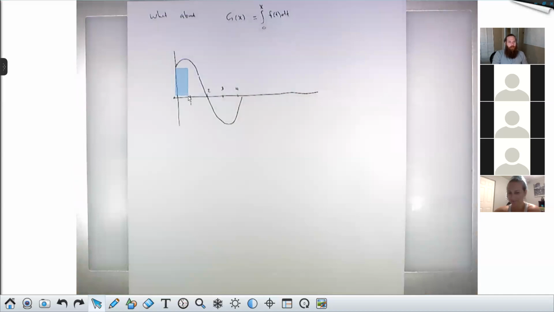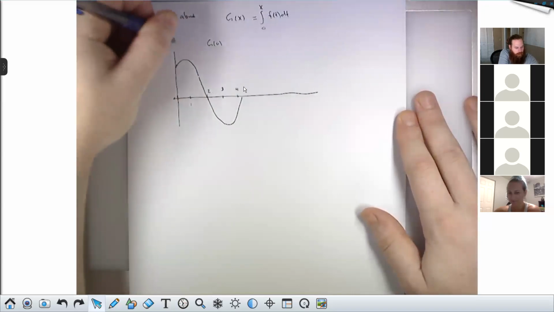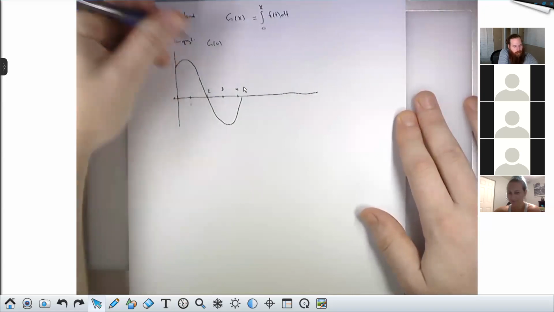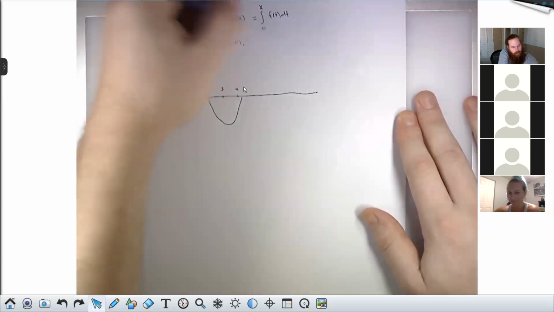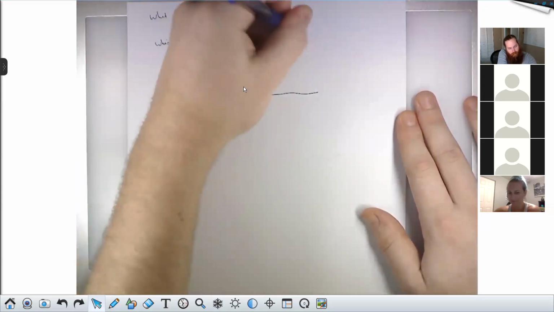So if I integrate from 0 to 1, that's going to give me this area. If I integrate from 0 to 2, that's going to give me this area. And all of that would be counted as positive. If I integrate from 0 to something past 2, then I'm going to start getting bits of this area, which would be measured as negative. So which of these is largest: G of 0, G of 1, G of 2, G of 3, G of 4?